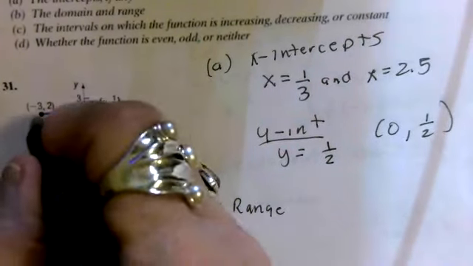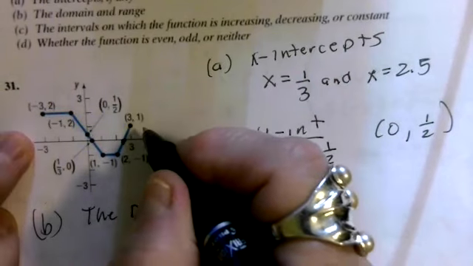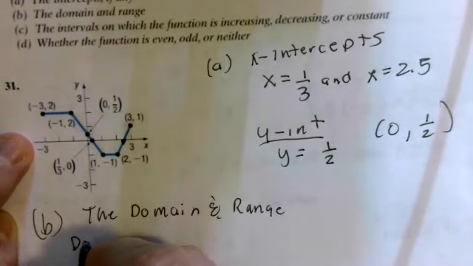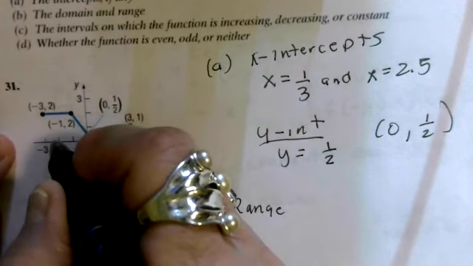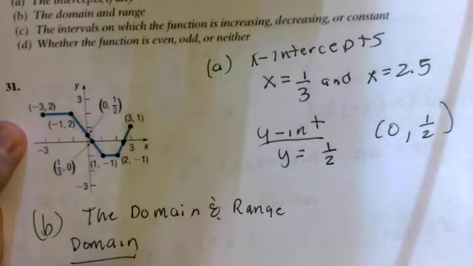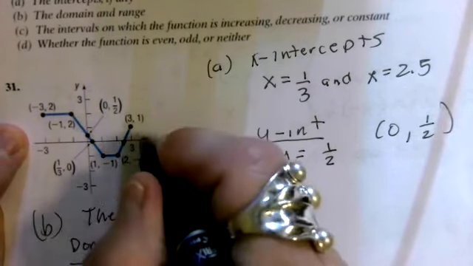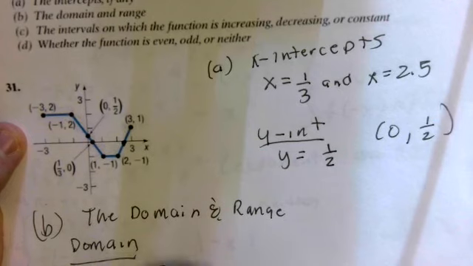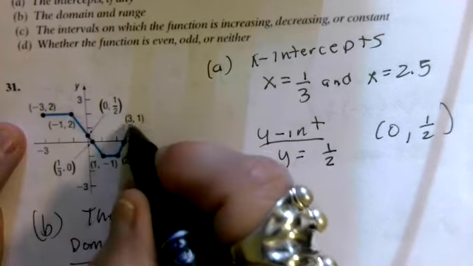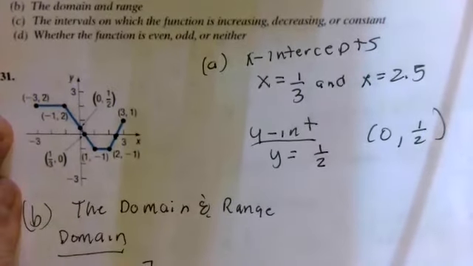Okay, well, it doesn't have arrows that keep going. So for the domain, remember that's the x values. It starts over here at x equal -3, and it includes -3. And then it goes over here to where x equal 3. So it goes from -3 to 3. That's the domain.